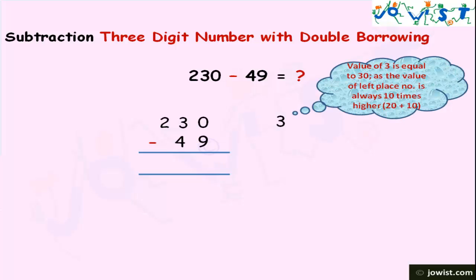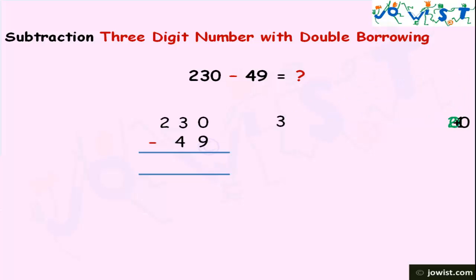The value of 3 is equal to 30, as the value of the left place number is always 10 times higher. As 3 has a value of 30, it can be written as 20 plus 10. 10 will be borrowed by the ones place. The 0 becomes 10. Now 9 will be subtracted from it. 10 minus 9 is 1. This will be written in the ones place as shown.